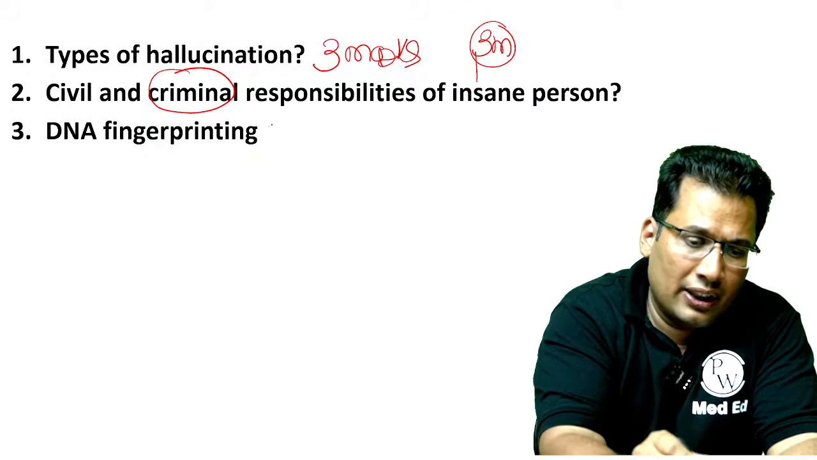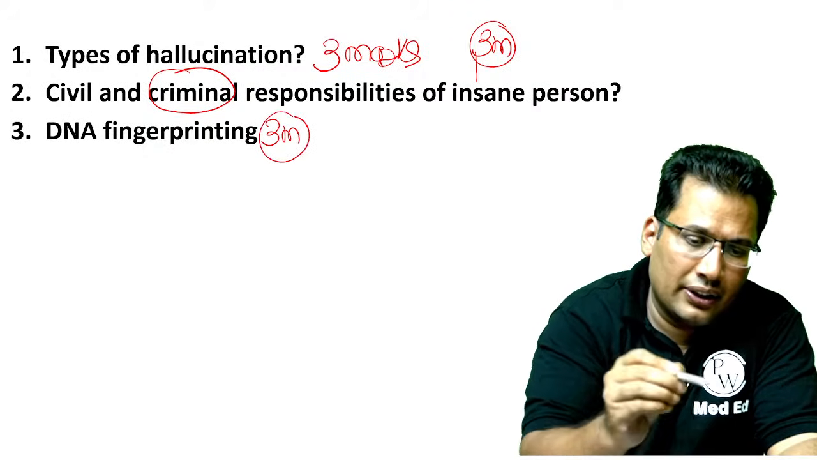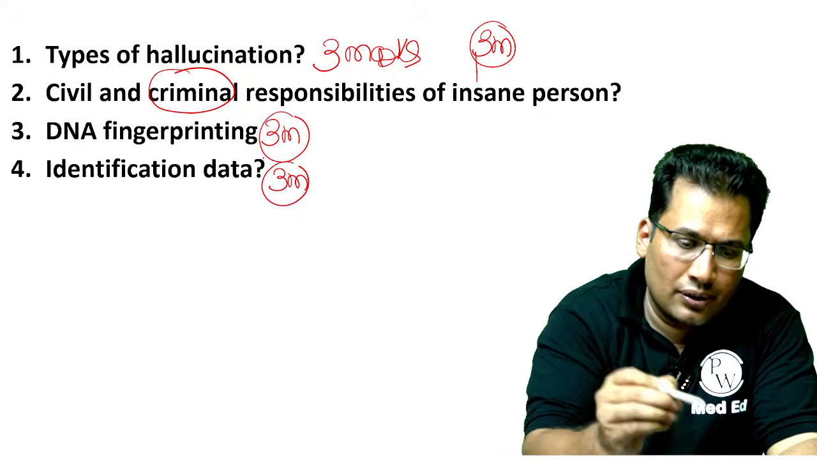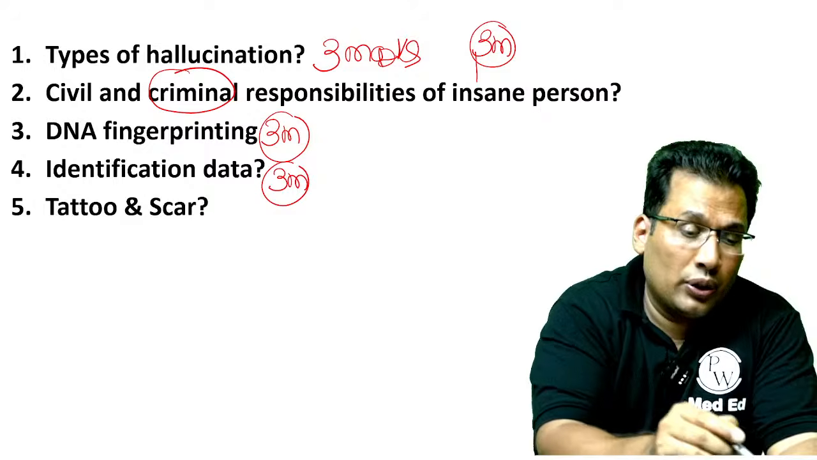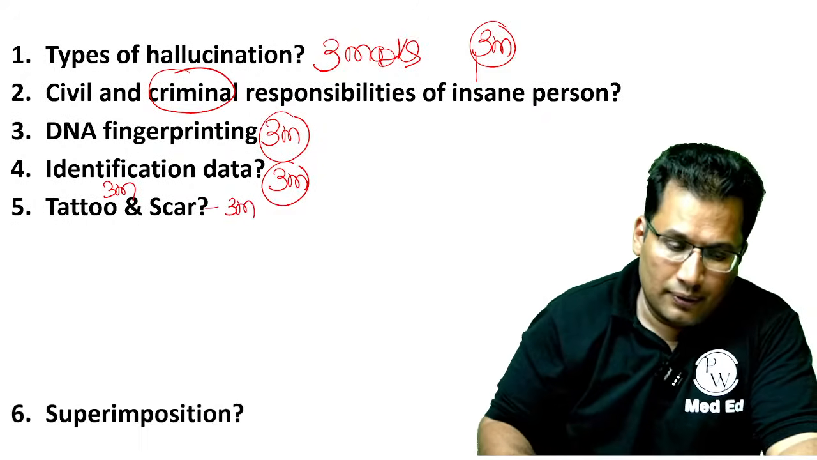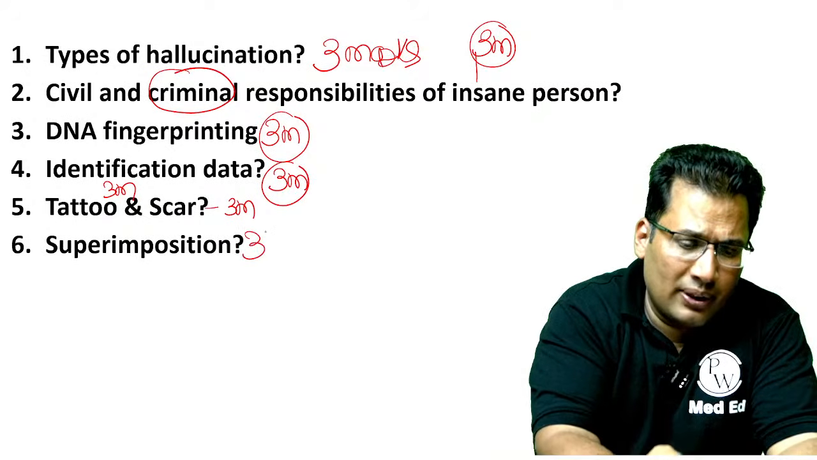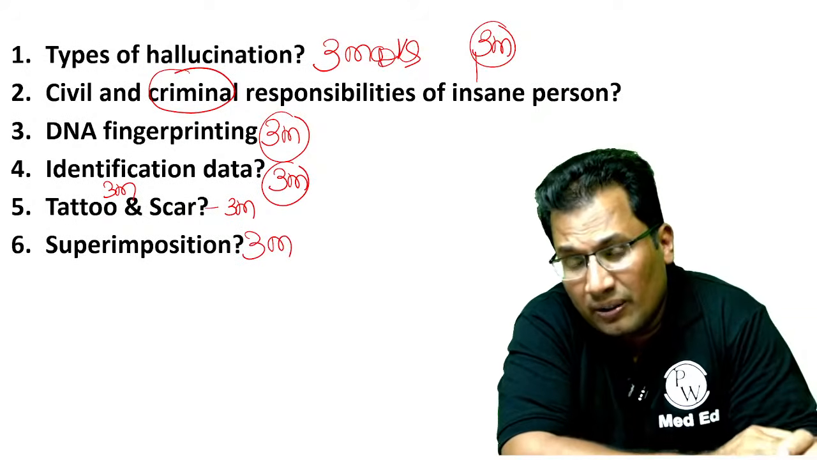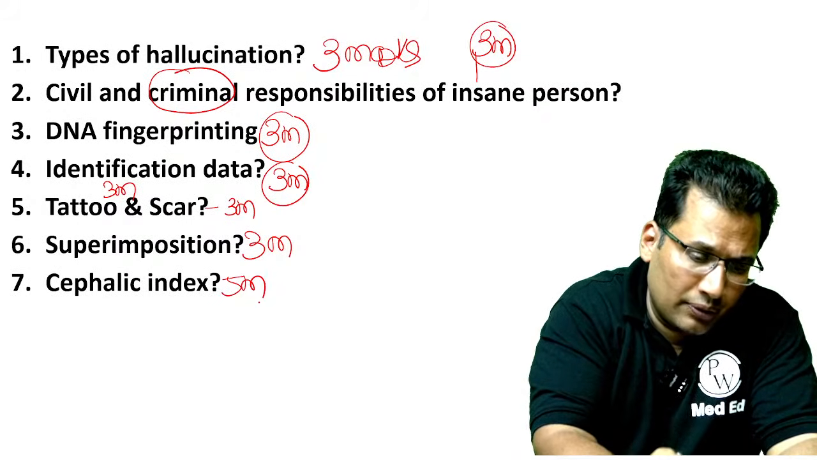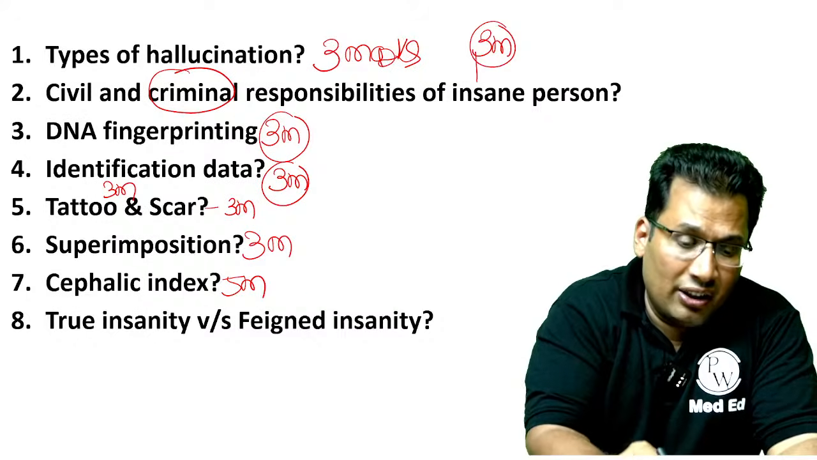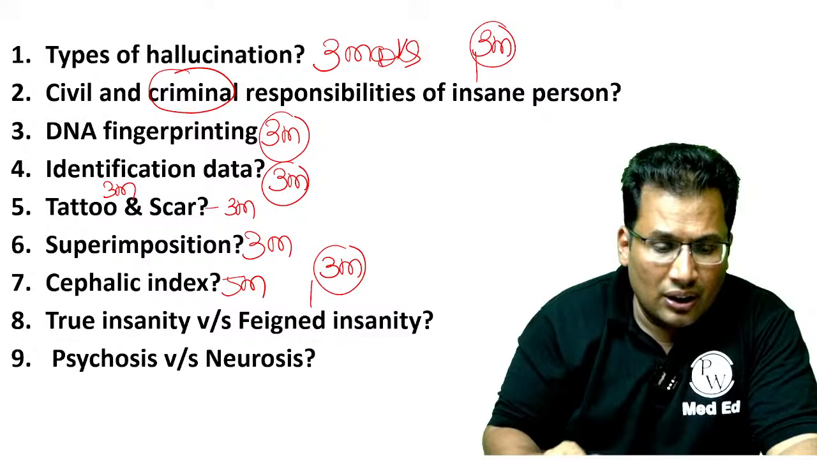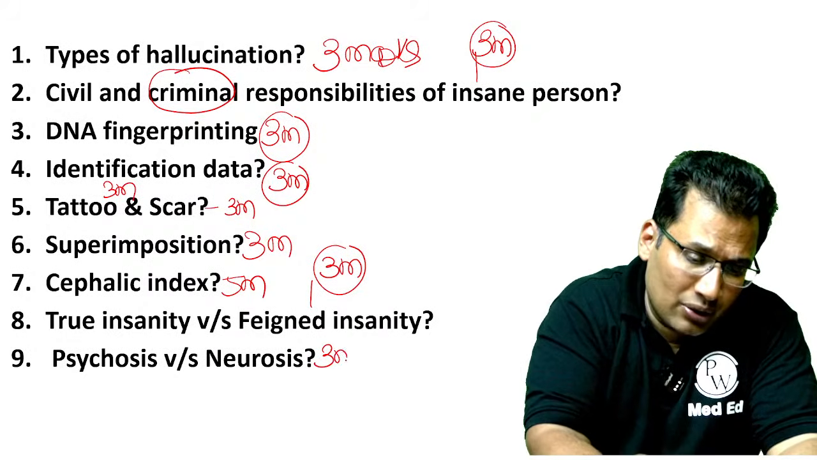DNA fingerprint, especially for identification, 3 marks question. Identification data, 3 marks question. Tattoo can be 3 marks. Scar can be 3 marks. Superimposition, very commonly asked 3 marks question, comparison between skull and the photograph. Then cephalic index, 5 marks question. True insanity, feigned insanity, 3 marks question, or sometimes 5 marks question. Psychosis, neurosis, 3 marks question.